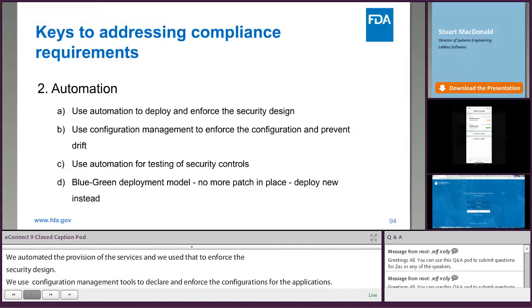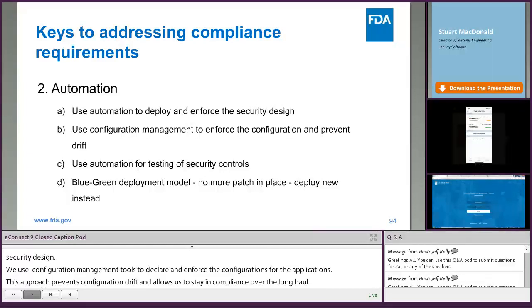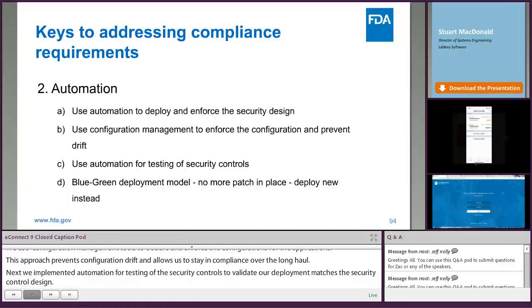Next, we implemented automation for testing of the security controls to validate that our deployment matches the security control design. And lastly, we implemented automation to get us out of the patch and dependency update nightmare.